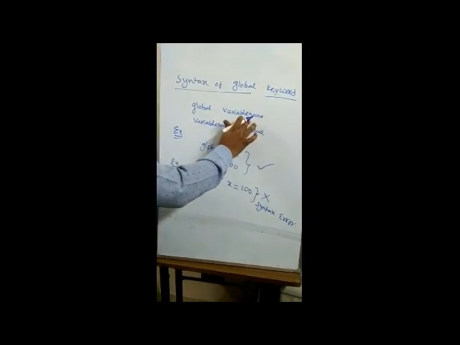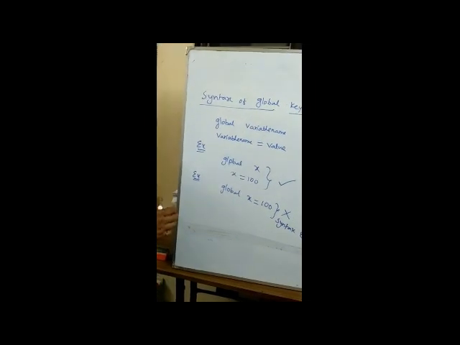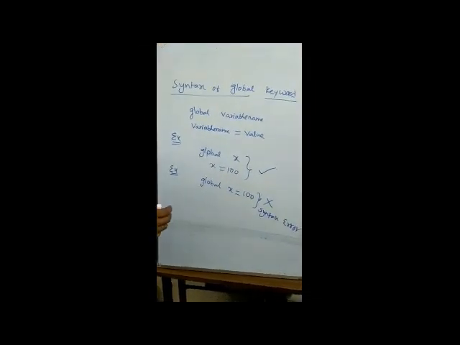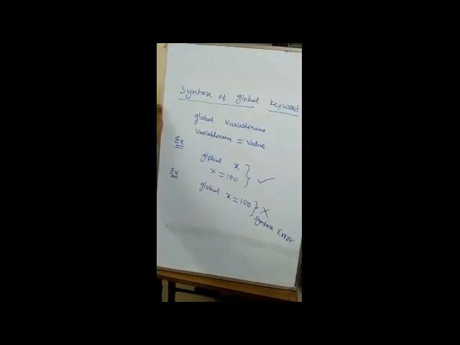So this is the concept of a global variable with the global keyword. Global variable name, then variable name is equal to value. So student, this is the concept. Today we complete the concept of scope of variables.